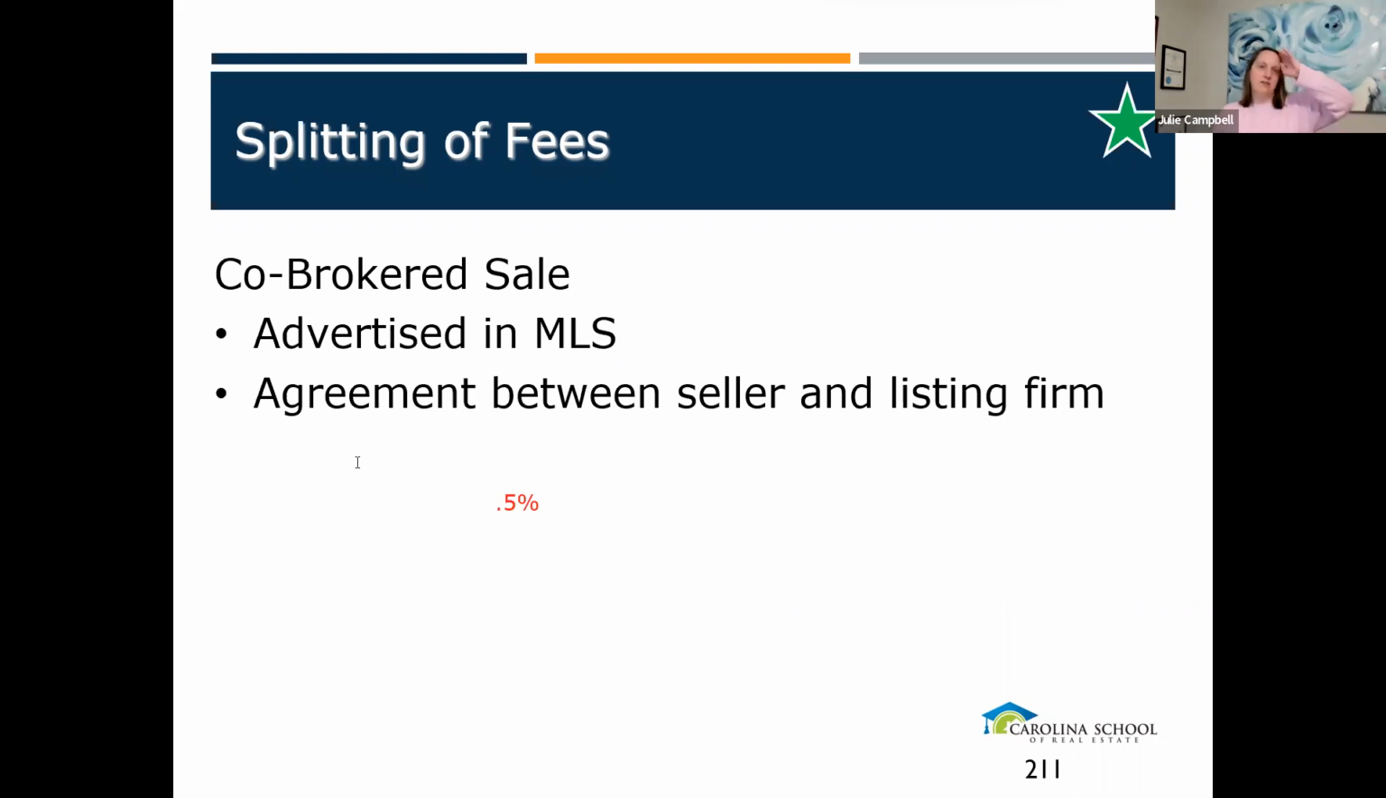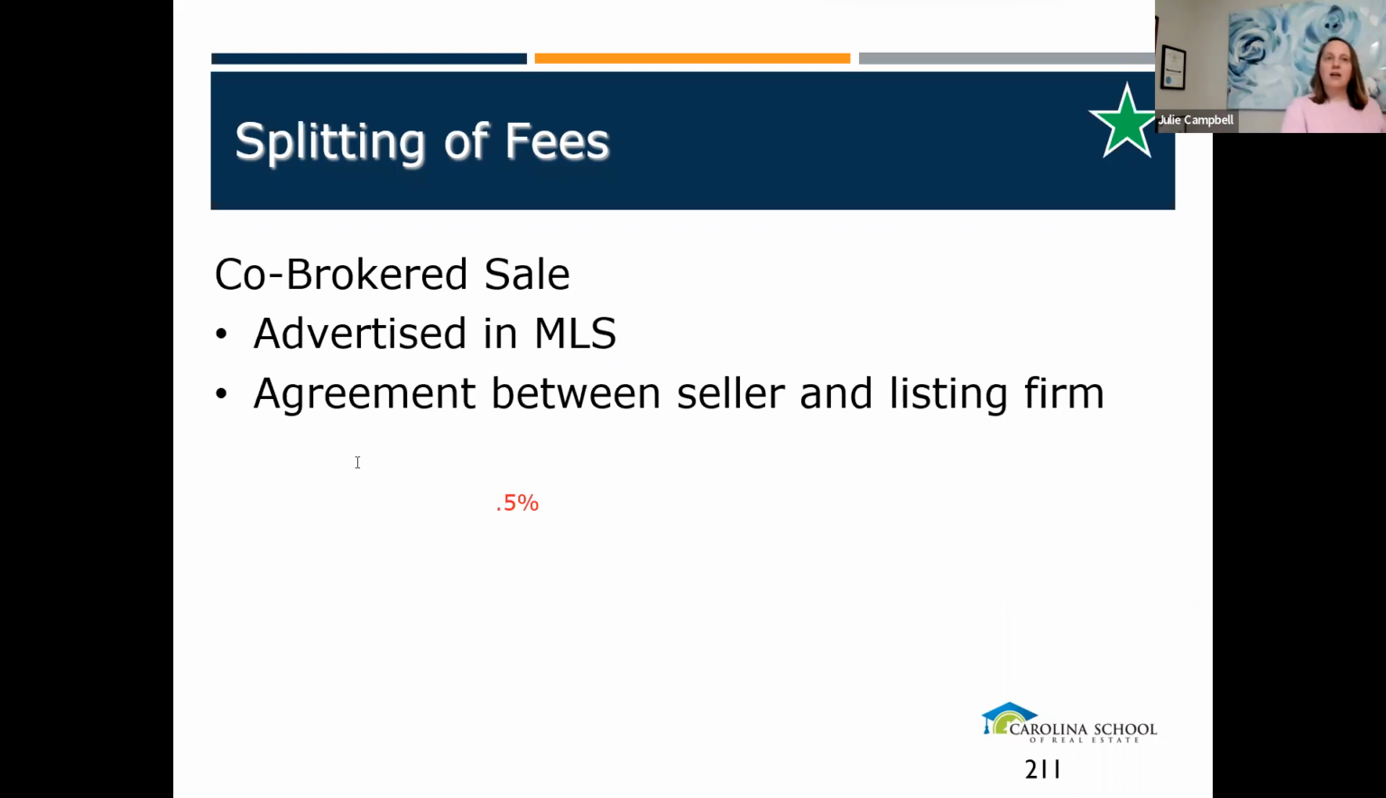Think this through, you guys. There's two parties in the contract transaction. There's the seller and the buyer. So if the seller's not going to pay me, who's left? The buyer. That's why we have a buyer's agency agreement.